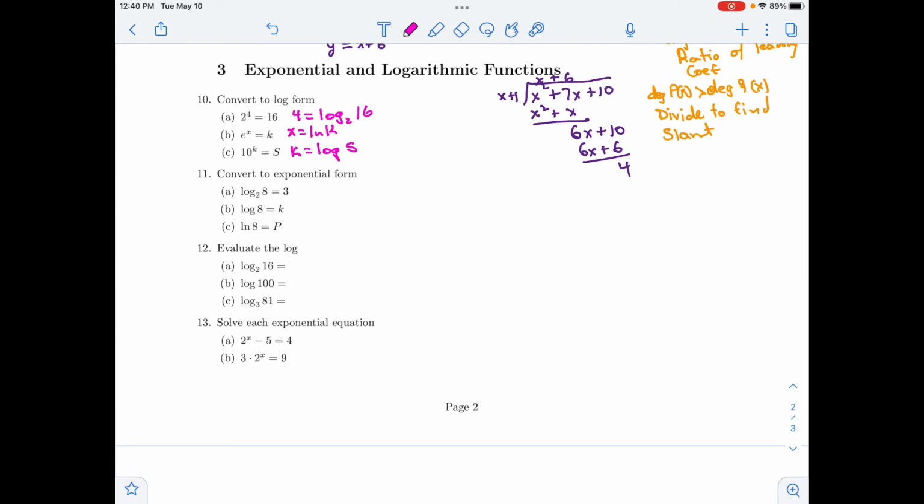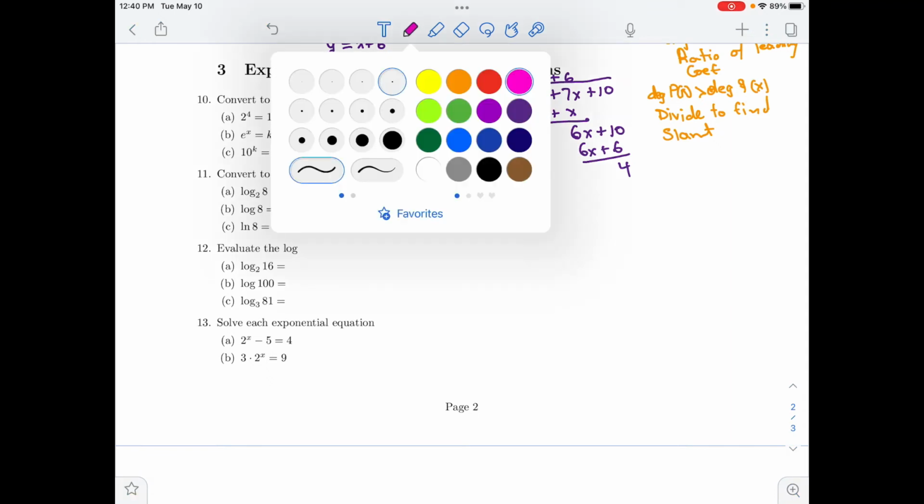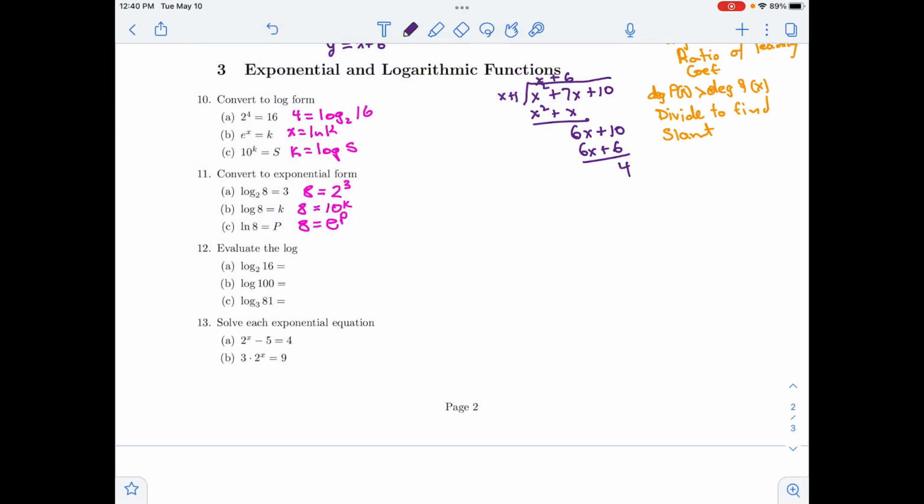Okay, same thing down here. We have 8 equals 2 to the third. Here we have 8 equals 10 to the k. And 8 equals e to the p. That's all. It's pretty easy if you think of it that way. Now, let's look at evaluating logs. Log base 2 of 16 equals. Well, this is saying 2 to what power equals 16? Well, 4. 10 to what power equals 100? 2. 3 to what power equals 81? 4.